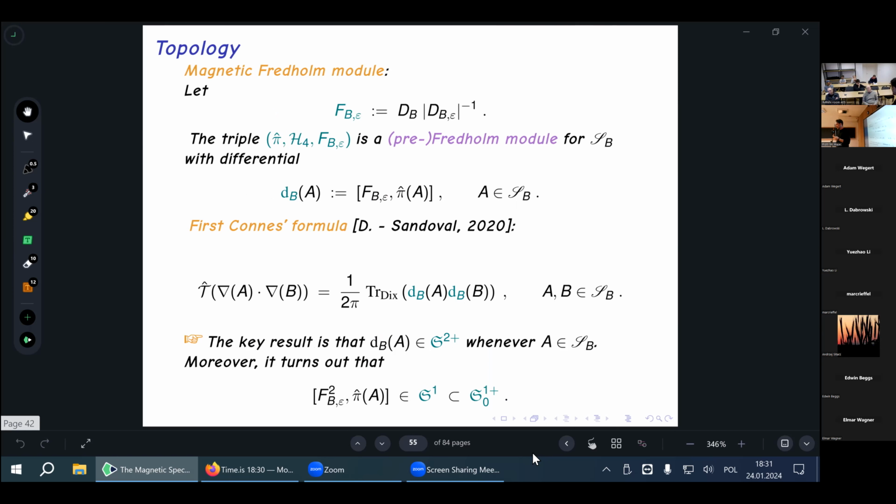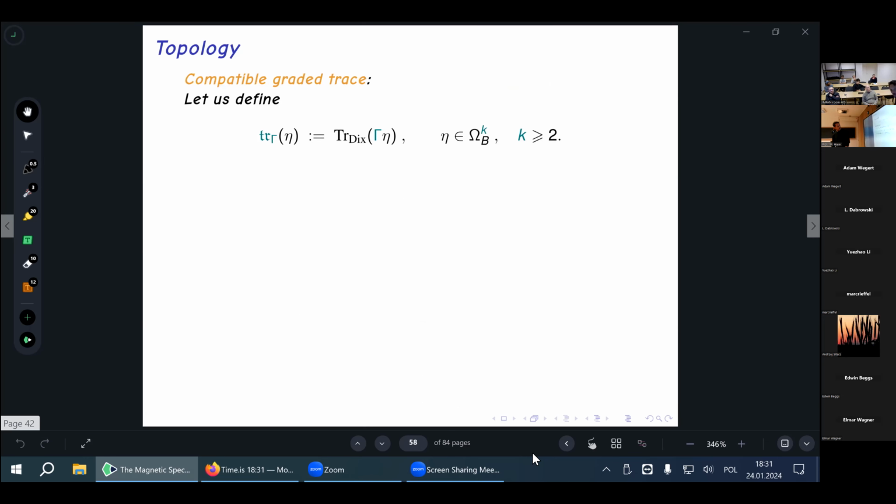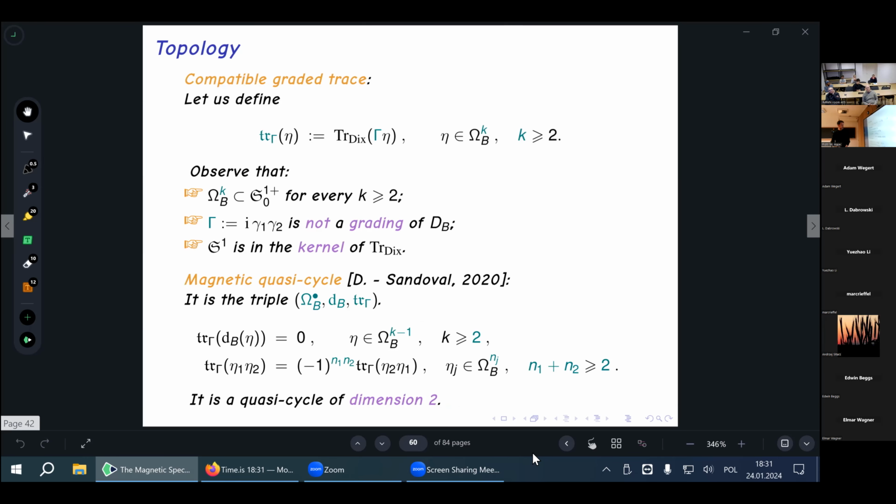But you have to remember that this S1 is indeed in the kernel of the Dixmier trace. Because of that, I don't really need to quotient. Let me write everything here. Let me define this trace gamma. This trace gamma is just the Dixmier trace times this operator gamma. This operator gamma, for the moment, is not important, but it is essentially used to compute the Dixmier trace.